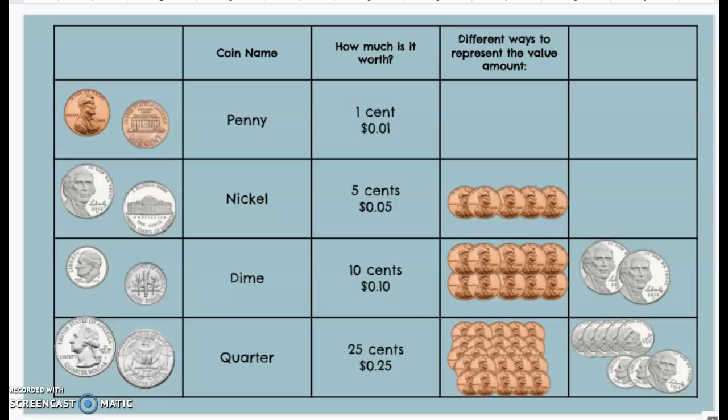Okay? So I'm going to leave this slide for you guys in the next slide, and then we're going to talk about Harry Money next.